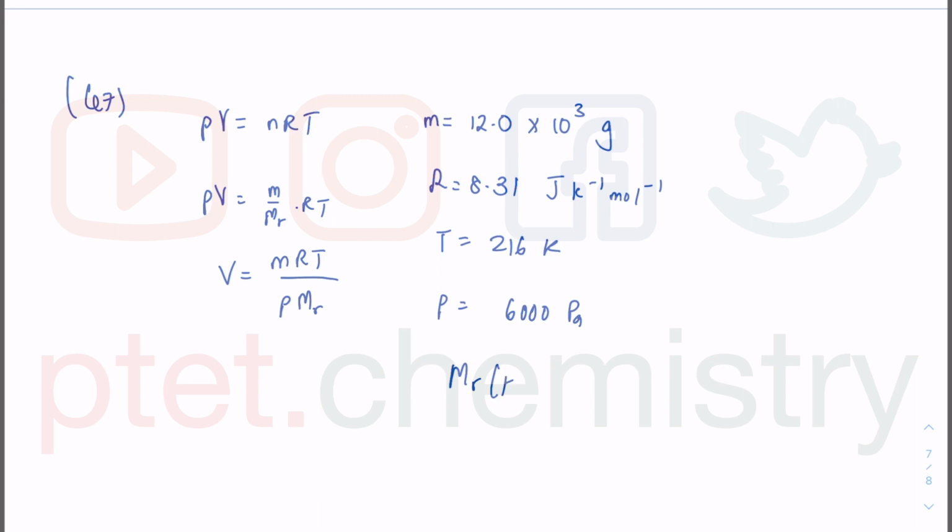The Mr of helium: helium is a noble gas, so it's monoatomic. They do not form molecules at all. They exist as single atoms, so that is just 4 from the data booklet, 4 gram per mole.